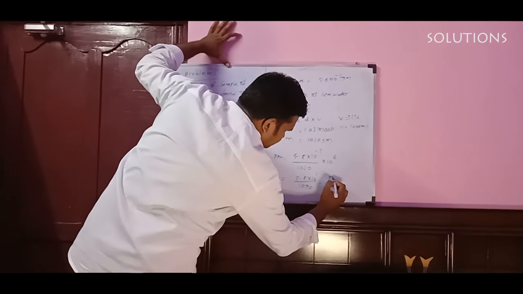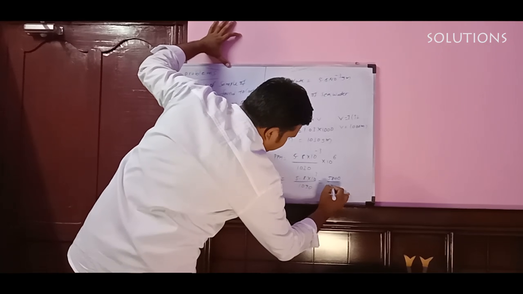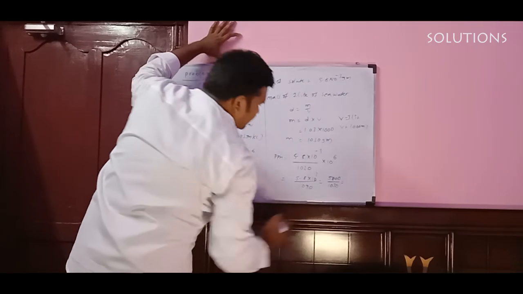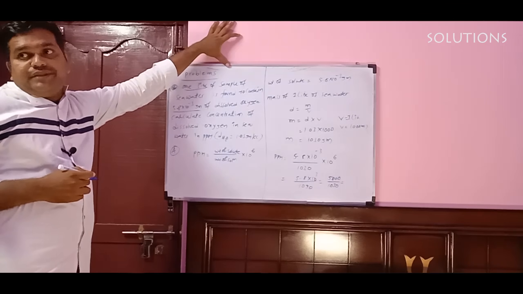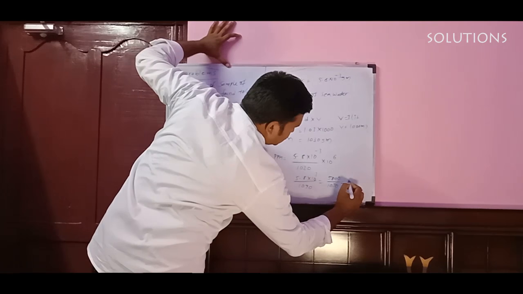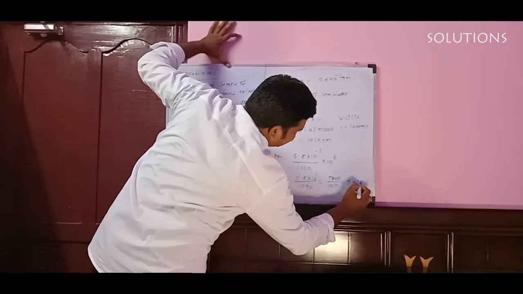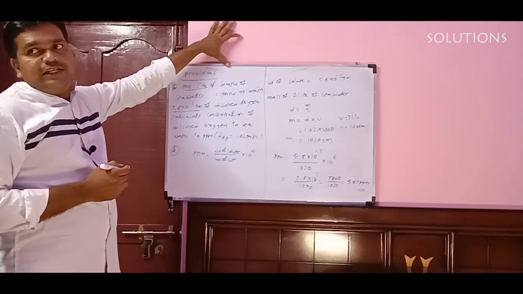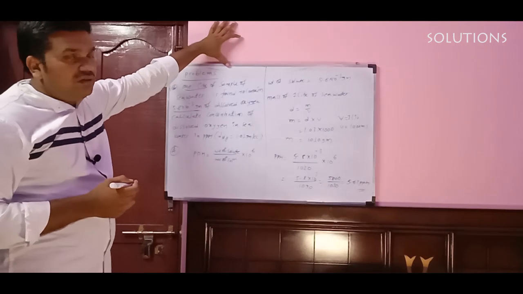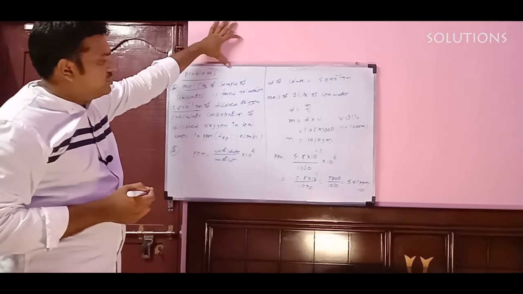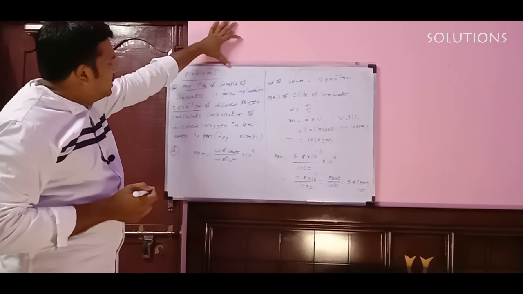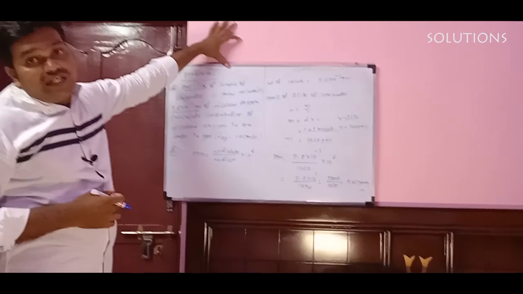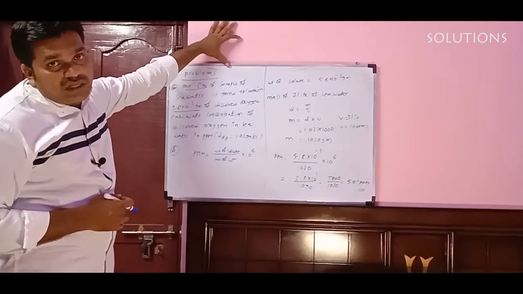This you can write as 5800 by 1030. Approximately how much are you getting? 5.63 ppm only. Clear? So what is the final answer you are getting? 5.63 ppm. This is the concentration of the dissolved oxygen that can be present in 1 liter of the seawater.